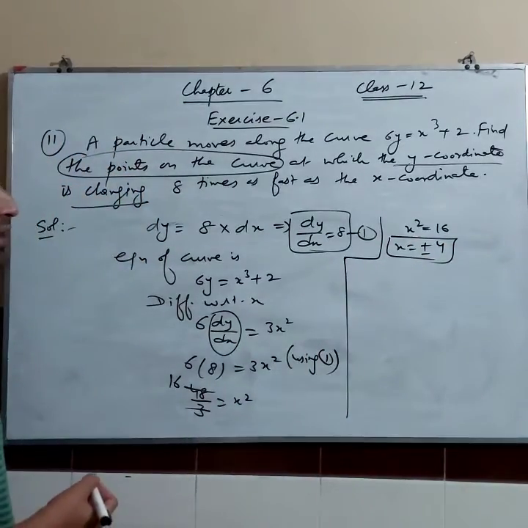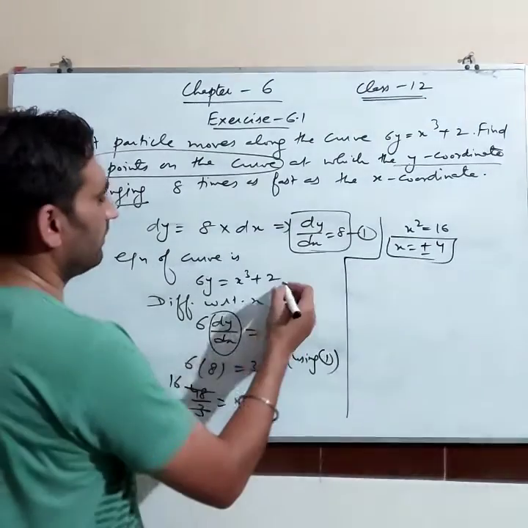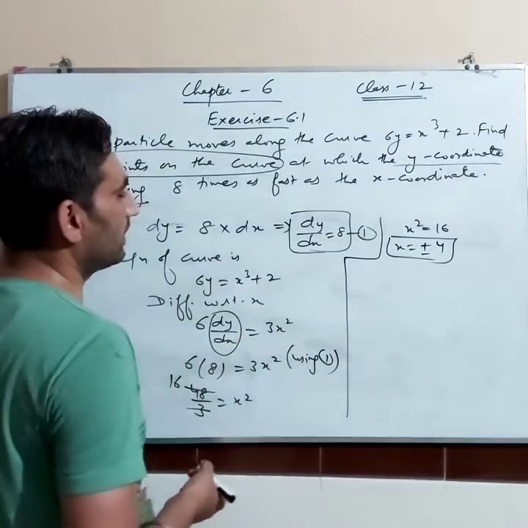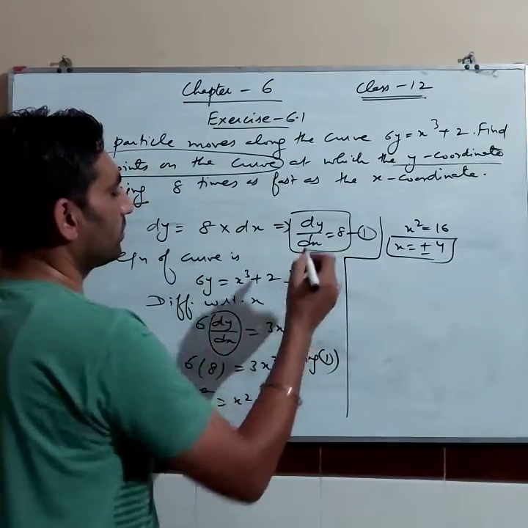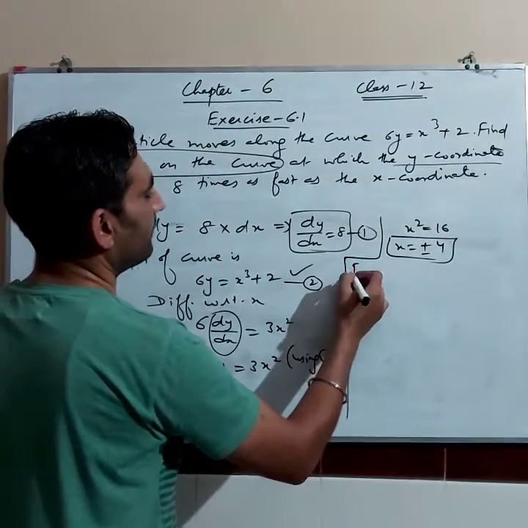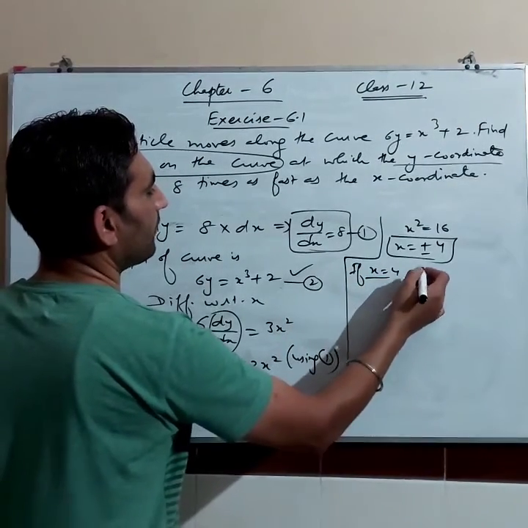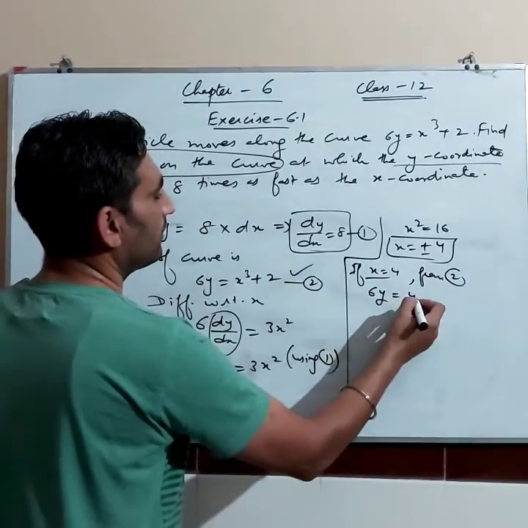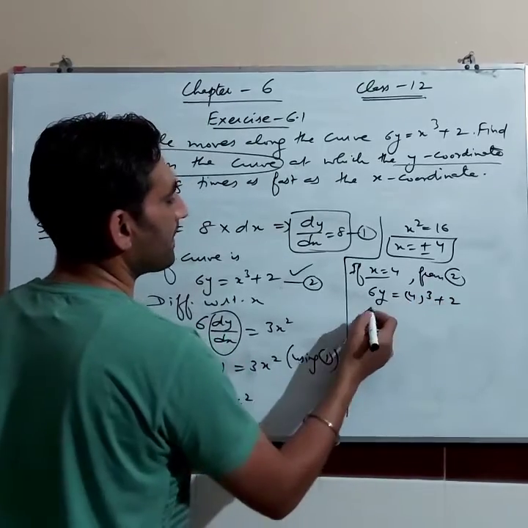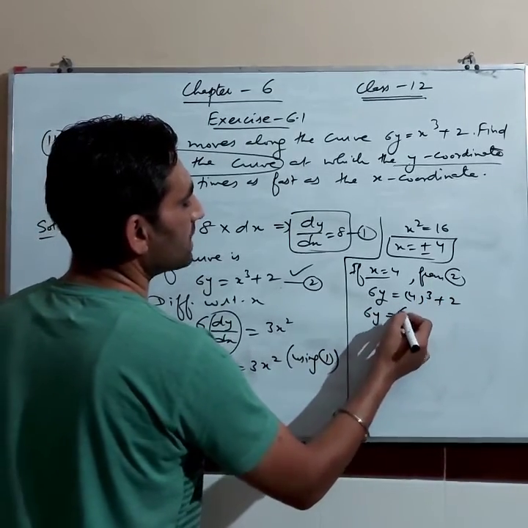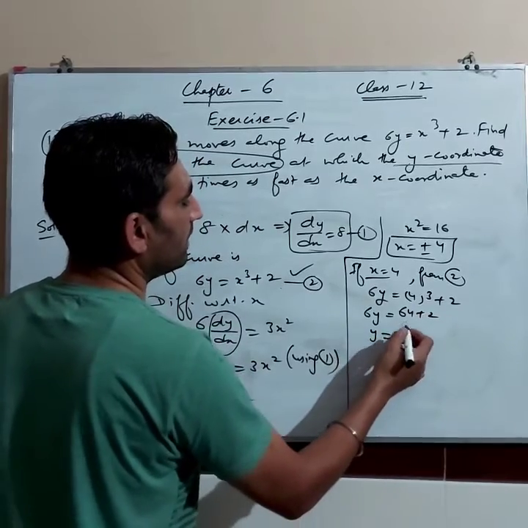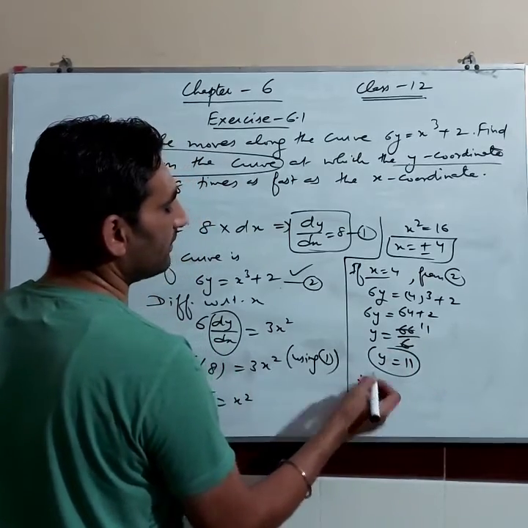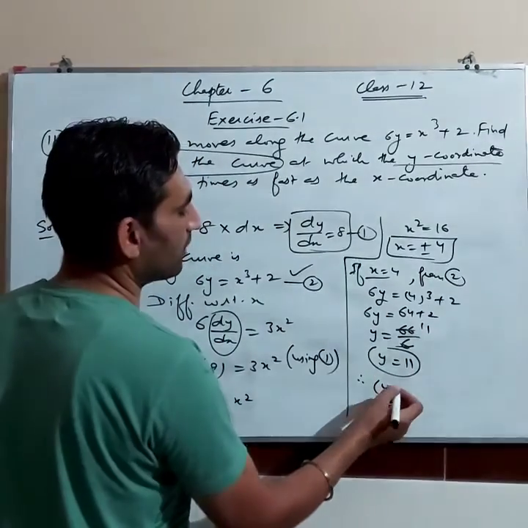So we have two options for x. To get the value of y, we will use this equation. You can give it number 2. If x is 4, then from equation 2 we can find y's value. 6y equal to 4 cube plus 2, so 6y equal to 64 plus 2, or y equals 66 over 6, which is 11. So y is 11, and we have x equal to 4, y equal to 11.